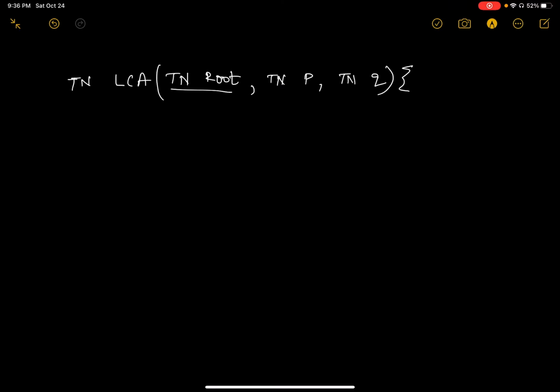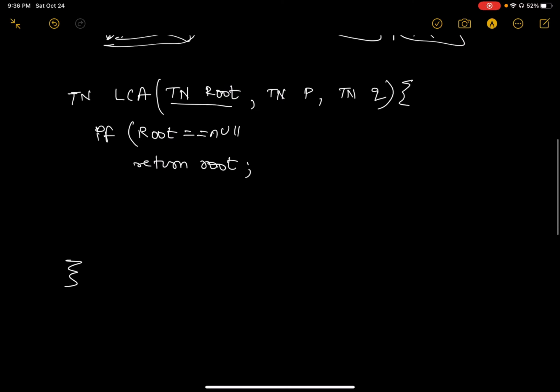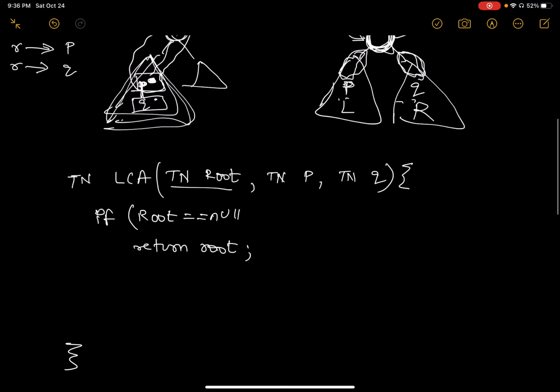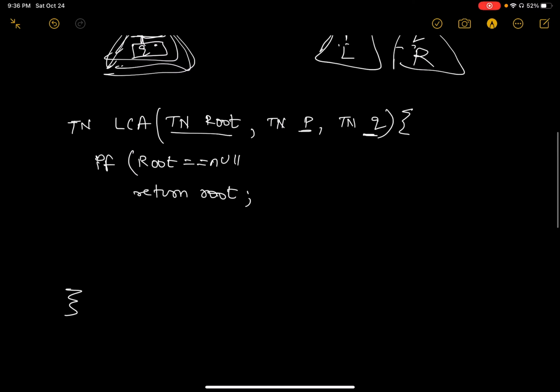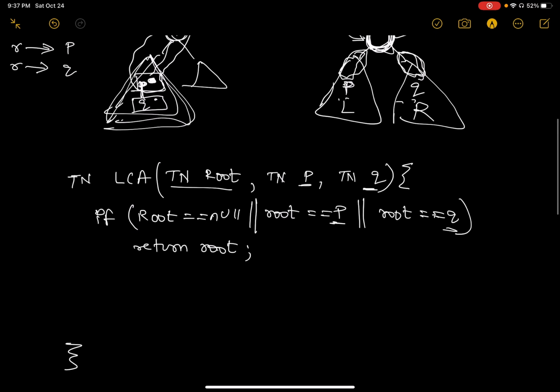And the first thing we need to check is what if the root node is equal to null. In that case, if the root node itself is null, then we just return the root node. And the other case could be that the root node itself is the value P or the value Q. In that case, we would return the value P or Q. So if root is equal to P, or if root is equal to Q, then we would just return the value P or Q. So that's how we are doing it here.